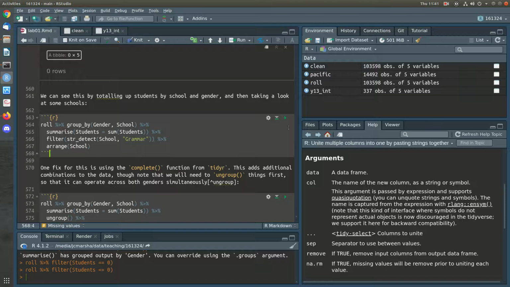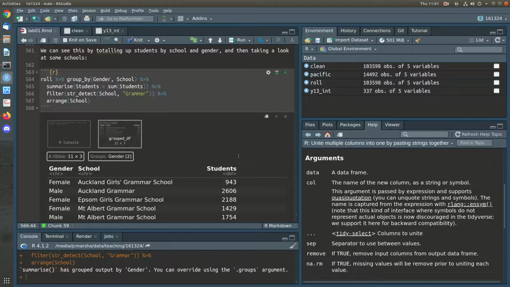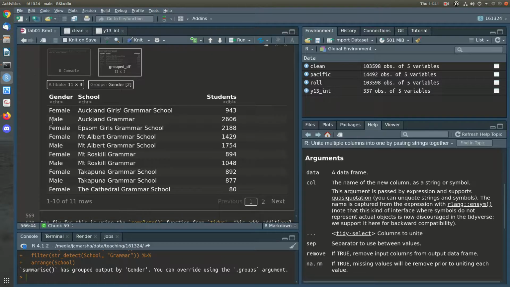Okay, so for example, let's just have a look at some schools. So we're going to pull out the schools with grammar in the name using str_detect. We're grouping by gender and school, and we're summarizing the number of students. So this is the number of students by each gender, and we're looking at the grammar schools. Then you can see that at Auckland Girls Grammar, we have 943 female students, but of course we have no male students. Similarly at Auckland Grammar, we have 2,606 male students, but no females. There's no row for females.